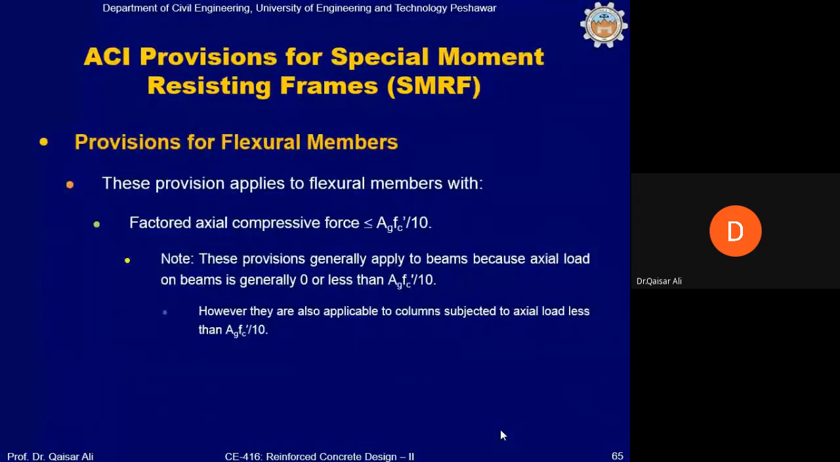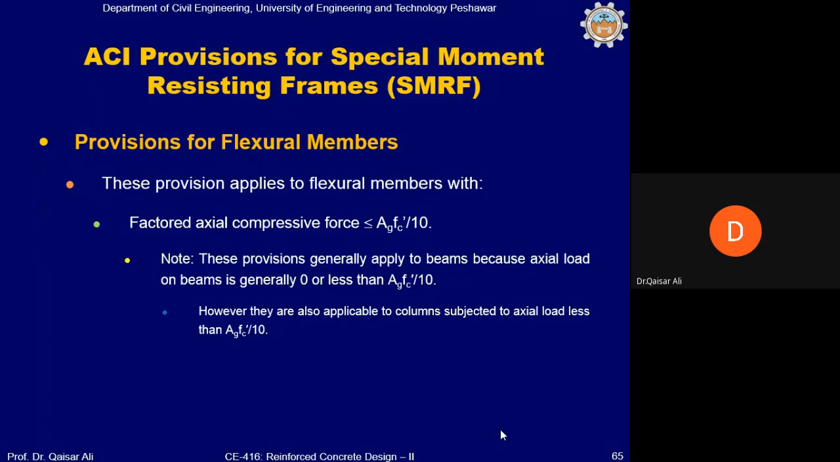Okay, so we will start now the discussion on provisions for flexural members. These provisions apply to flexural members with factored axial compressive force less than or equal to Ag f'c divided by 10.